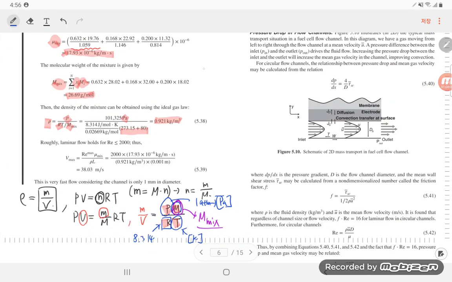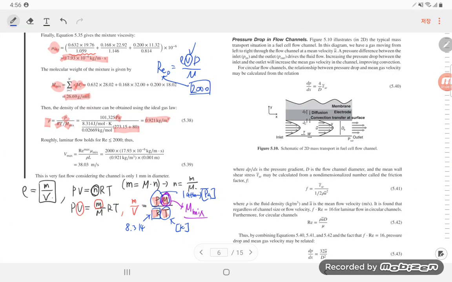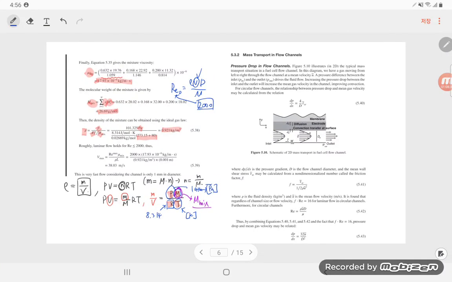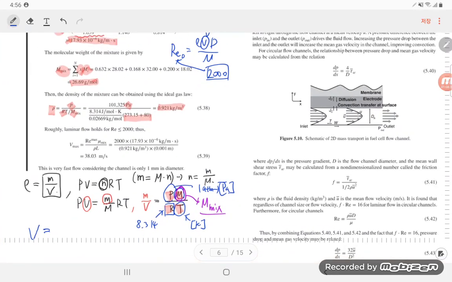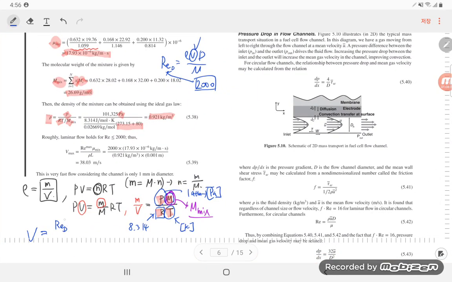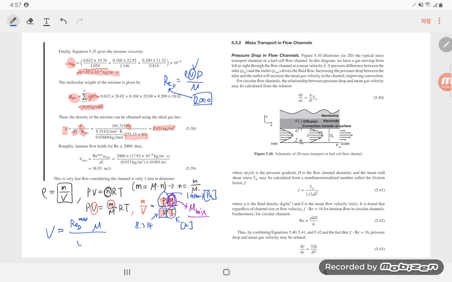So the Reynolds number Re_D equals rho V D over mu, and we should know about this V, and we insert 2000 in the Reynolds number. So V is expressed as Re_D max times mu over rho D.